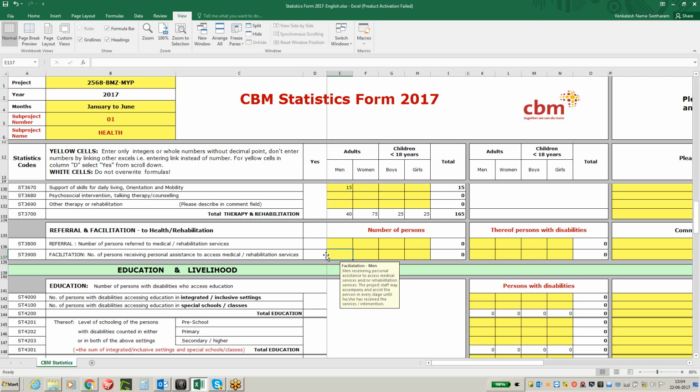Referral is just referring the persons to other services, and facilitation is doing all the facilitation job for the person to get the treatment or get the access to education or get the access to rehabilitation, something like that, and not do the actual work. For example, as I said, the CBR project doesn't do actual cataract surgery, but they do facilitate and do everything apart from cataract surgery. That is facilitation. Are you clear with these 2 lines, referral and facilitation?